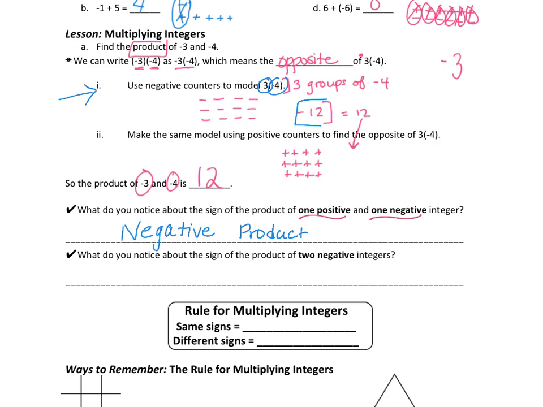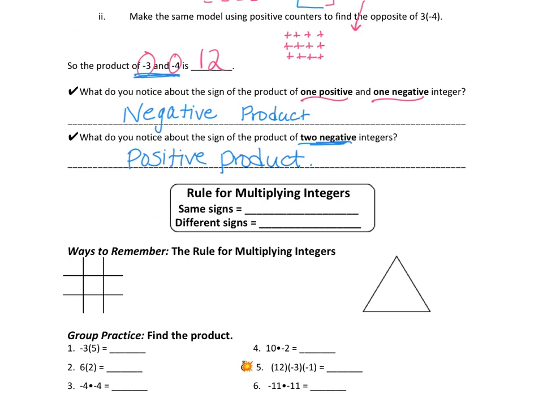And what do you notice about the sign of the product of 2 negative integers? This is what we ended up here. We have a positive product. So it says rules for multiplying integers, same signs. Again, same signs would be like here, both positive or both negative. You always end up with a positive product, and different signs, you always end up with a negative product.